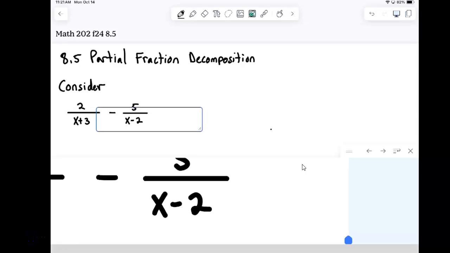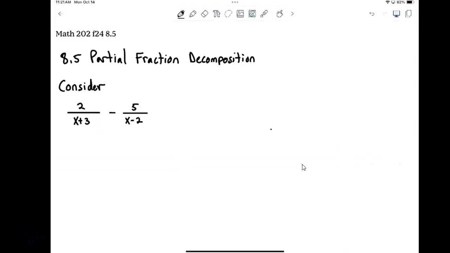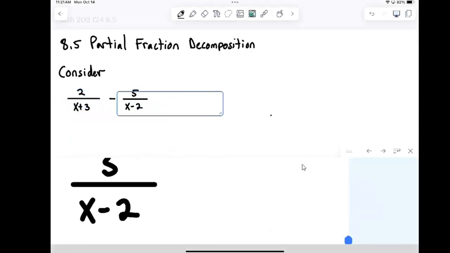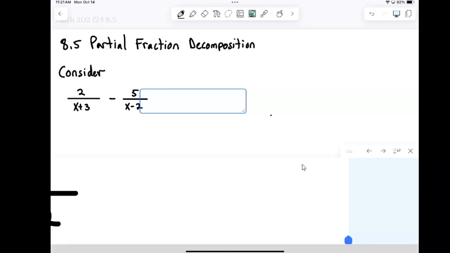Okay, so we're going to be discussing a process here called partial fraction decomposition. Now, I'm going to first explain why it's needed, and then we'll discuss exactly what it is. So, if you consider a problem like this where we have two algebraic fractions and we're putting them together.